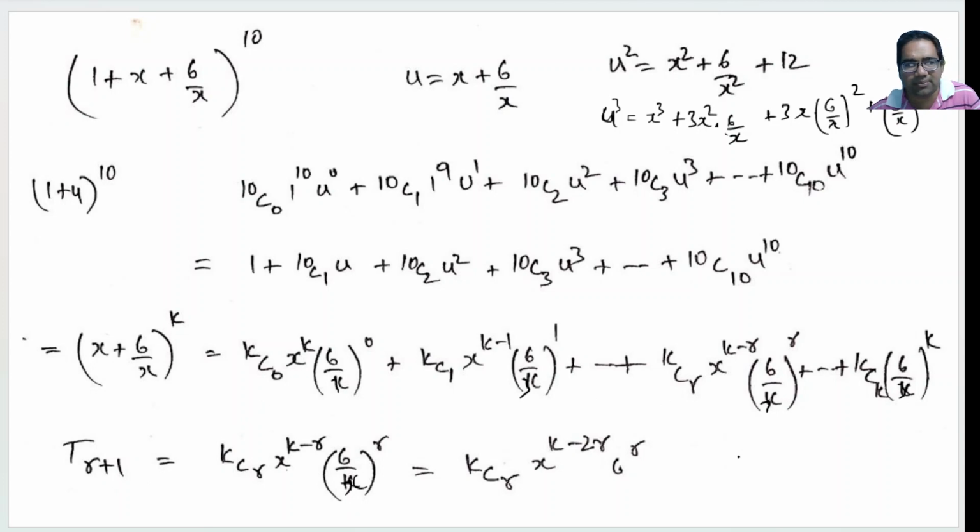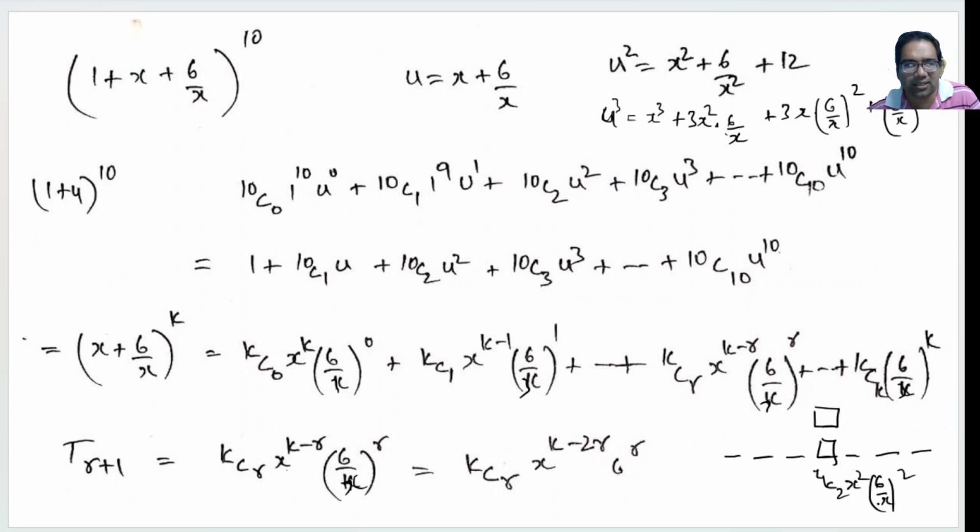Basically, when x + 6/x is raised to the power 4, there will be 5 terms: 1, 2, 3, 4, 5. The middle term is 4C2 x^2 (6/x)^2. This middle term is independent of x. Similarly, when it is (x + 6/x)^6, there will be 7 terms, and the middle term is also independent of x. Why? 6C3 x^3 (6/x)^3.